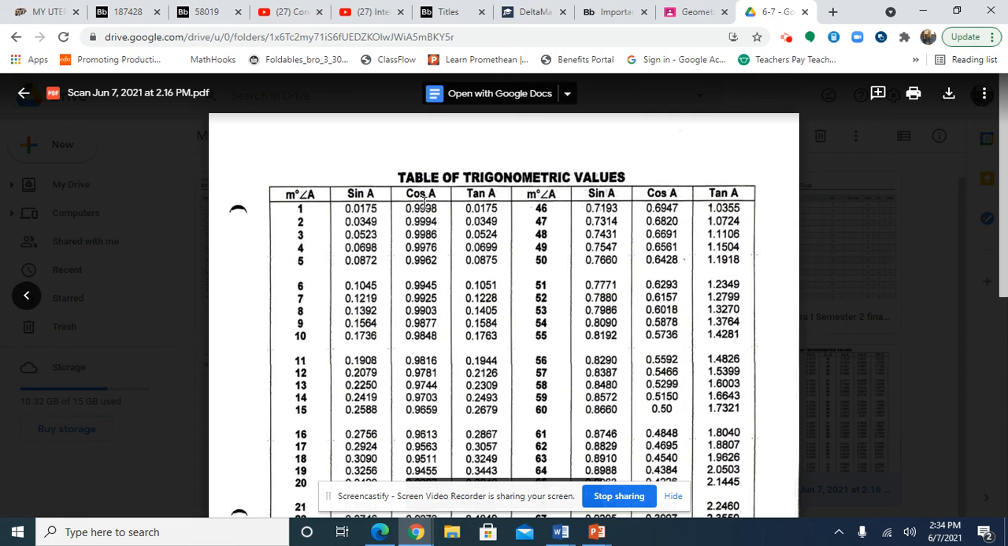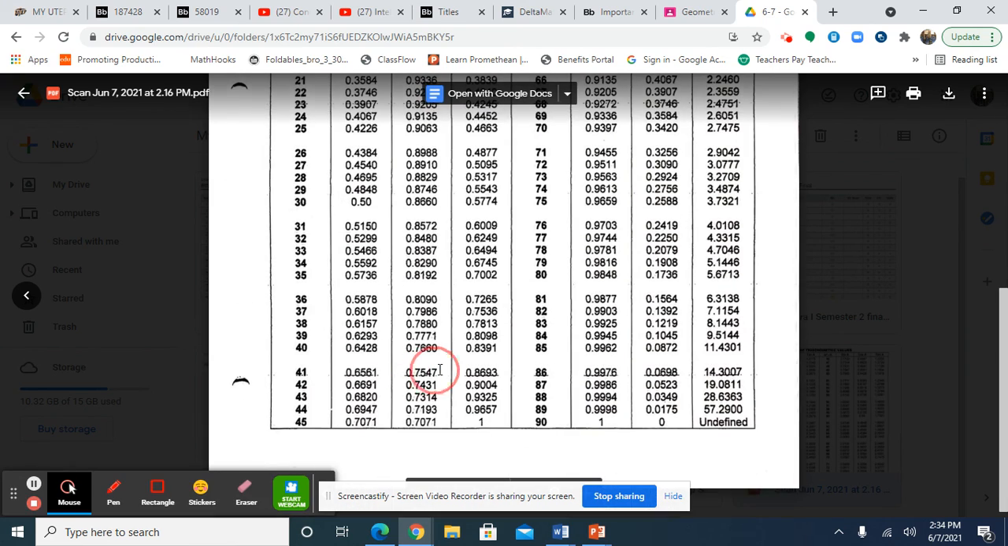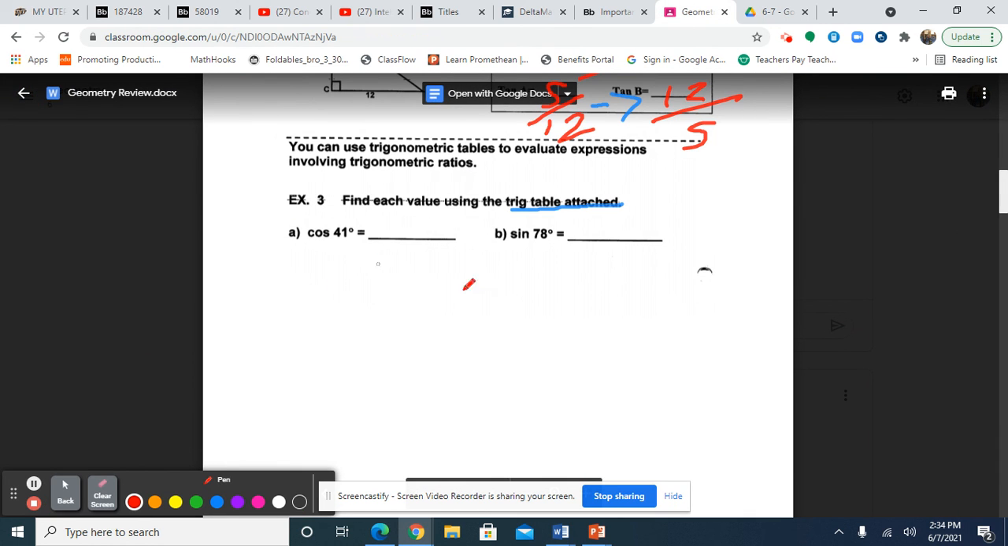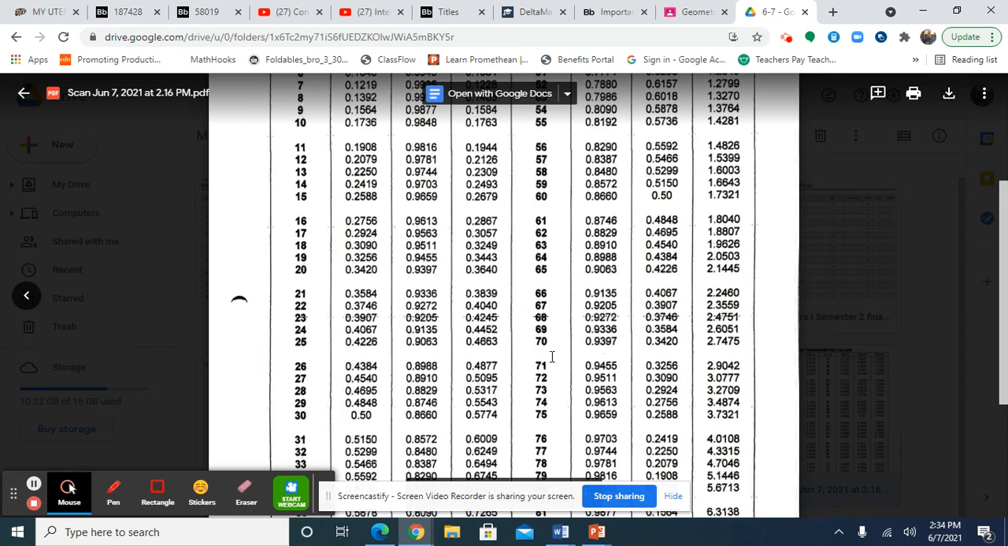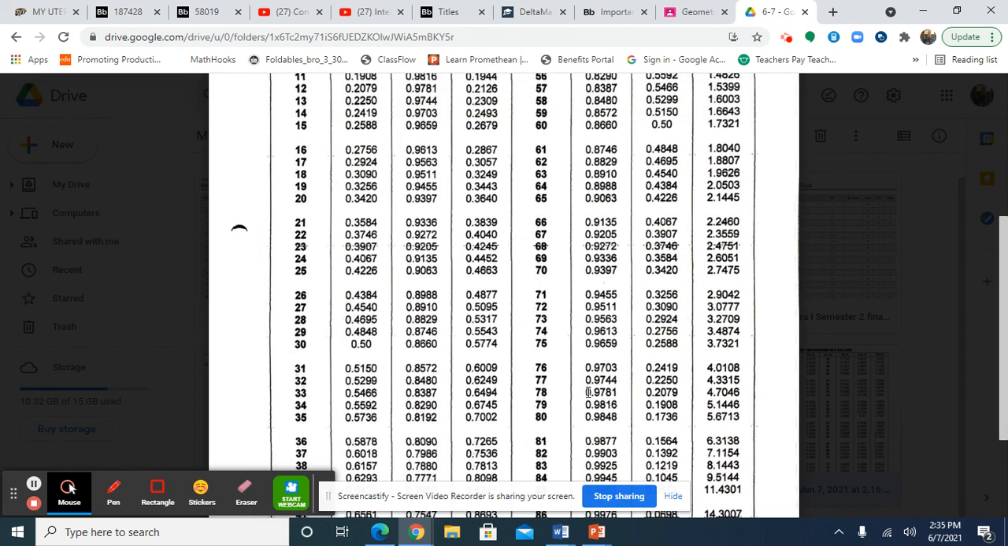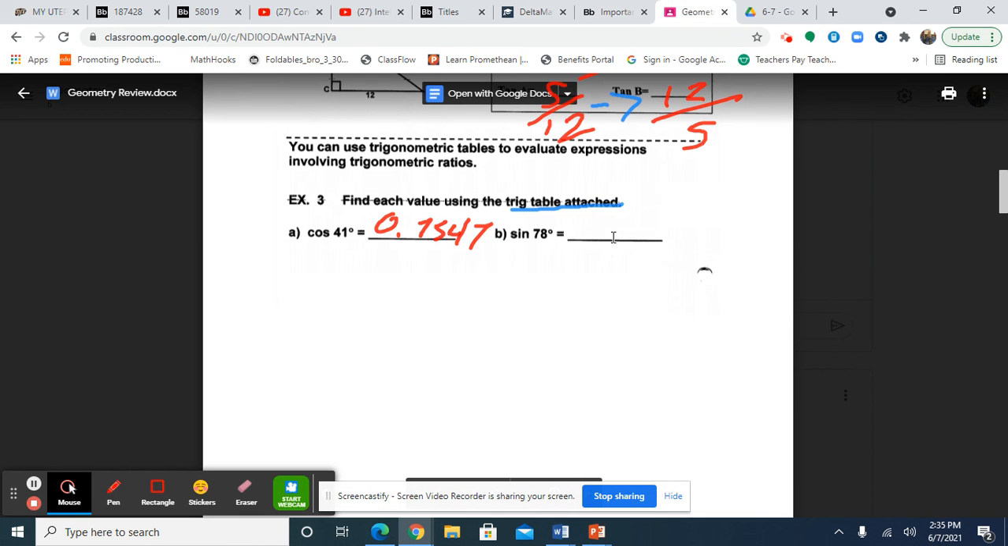So if we go and find cosine of 41, come to this table, we have cosine, we're going to go down to 41. It's 0.7547. Same thing, if we want to find sine of 78, I'm going to go over here. The first column is sine. So we go down to sine of 78. The answer is 0.9781.